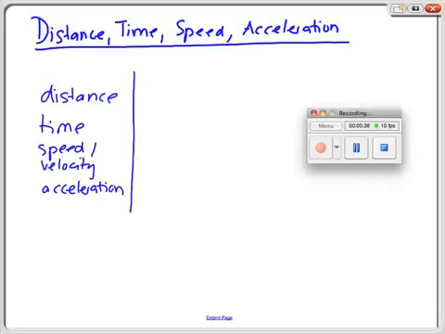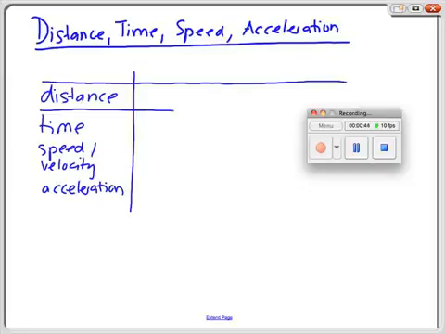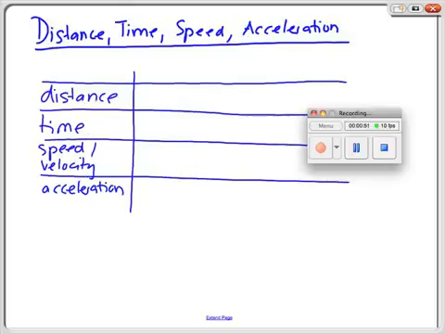Now I want to look at the different symbols or abbreviations that are used for each of these categories. For the distance, I usually use small d. It's important that you use a small letter. Small t stands for time. The capital T would stand for temperature, so you want to use the small t here.